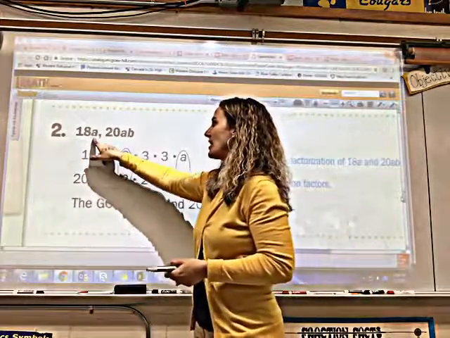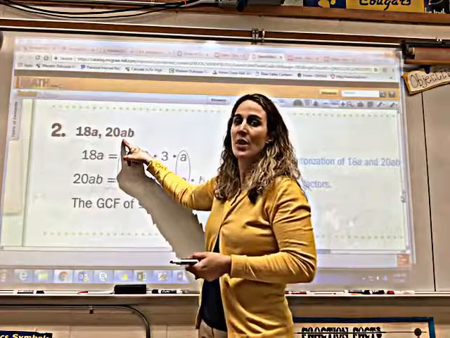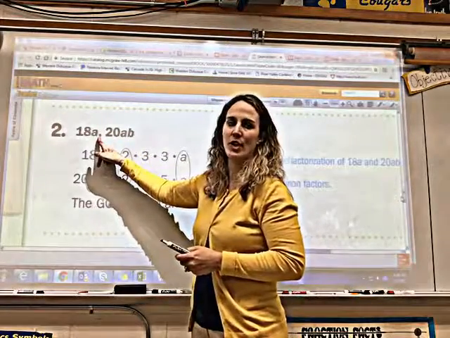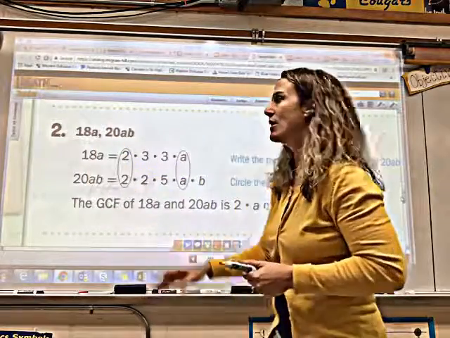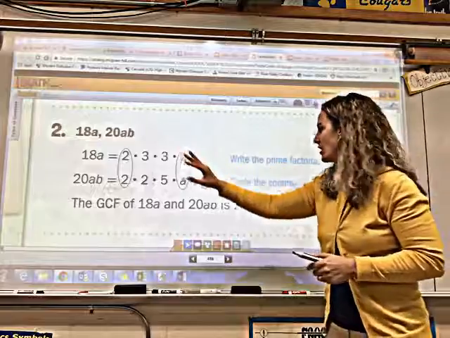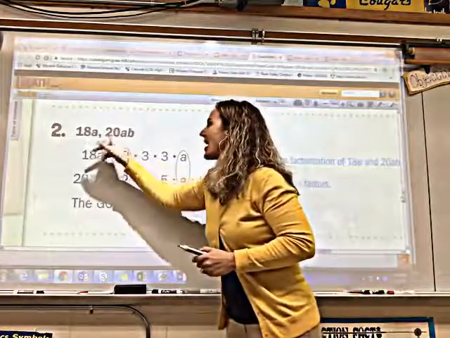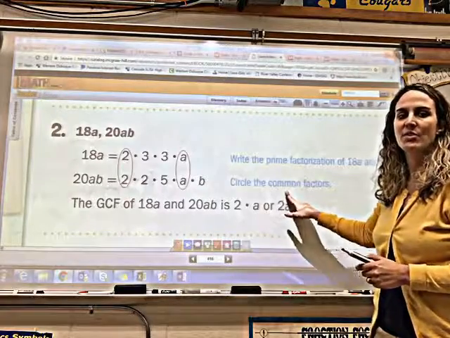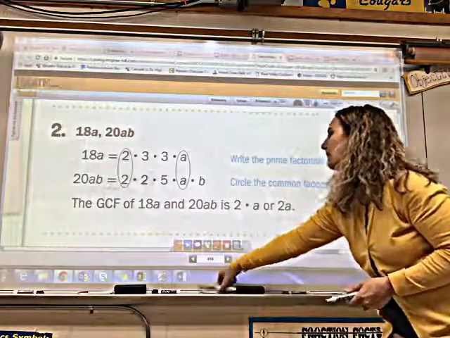The other thing I'm looking at is I have an a here and an a here, so I can pull that a out. I can't pull the b out because I don't have a b over here. So when I think about the greatest common factor, again, 2 is my highest factor that goes into both 18 and 20, and I have an a on both of them, so I can pull out the a. So the greatest common factor of that would be 2a.